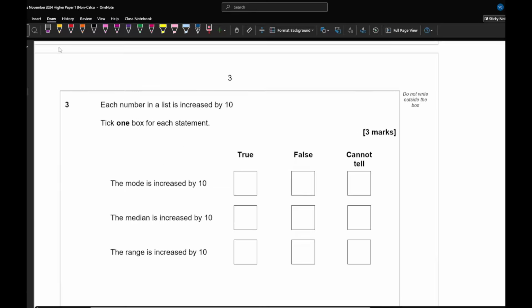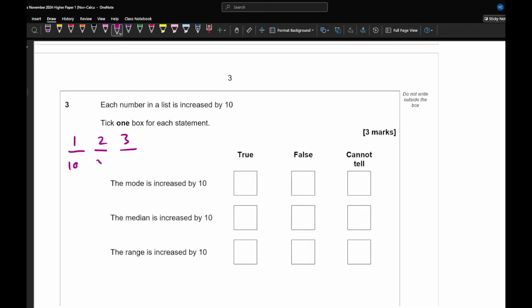Moving on to question 3, it says each number in a list is increased by 10. Tick one box for each statement. For these types of questions, what I would strongly recommend is to just have, let's say, 3 numbers and make it so that the mode is a number. Let's go for 1, 2 and 3, and then increase everything by 10. So that would be 10, 20 and 30. Then you can answer these questions based on these 3 numbers. In terms of the options, the mode is increased by 10. Well, that is going to be true.